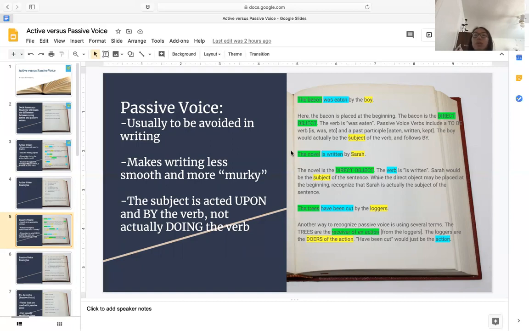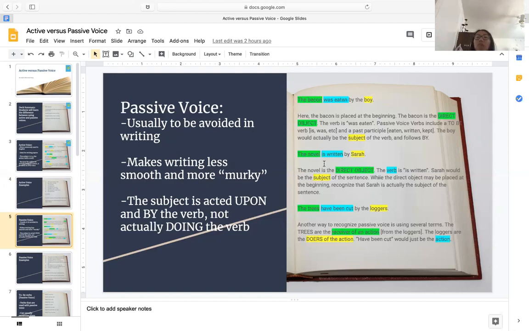Let's go over some examples of passive voice. First, we have the bacon was eaten by the boy. Here, the bacon is placed at the beginning of the sentence. However, the bacon is the direct object. The verb is was eaten. Passive voice verbs usually include a to be verb such as is, was, were, and a past participle such as eaten, written, kept, slept. The boy is actually the subject of the verb, located at the very end of the sentence, and is followed by the word by.